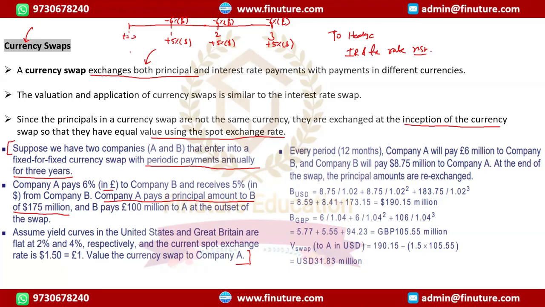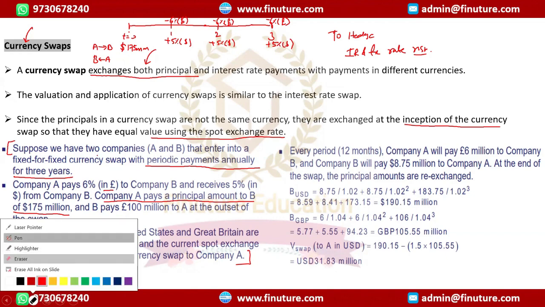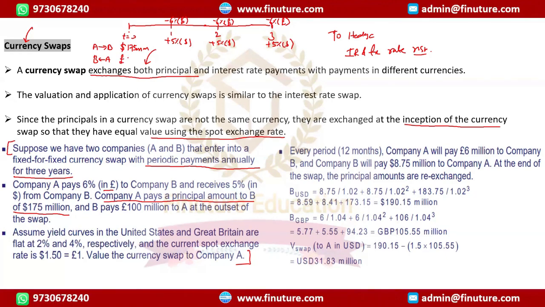So at this point, as we were discussing, because they are receiving 5% in dollars. Why are they receiving? Because they have lent. So this dollar payment is A to B. A has lent to B dollar 175 million, and B has paid to A. Sorry, my bad, it's sterling 100 million. Sterling 100 million.